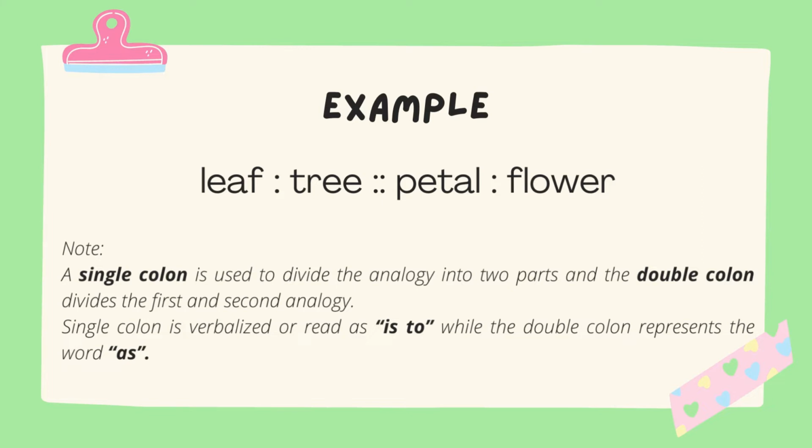Take note that a single colon is used to divide the analogy into two parts, and the double colon divides the first and second analogy. The single colon is verbalized or read as "is to," while the double colon represents the word "as." Therefore, this example is read like this: leaf is to tree as petal is to flower.